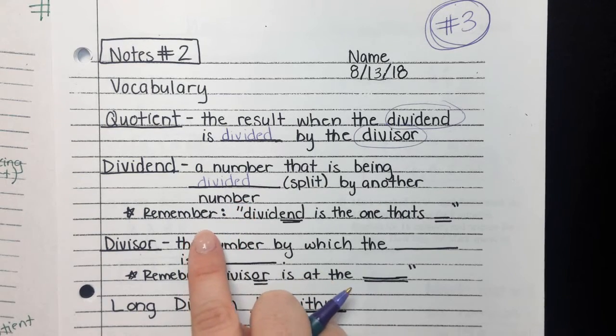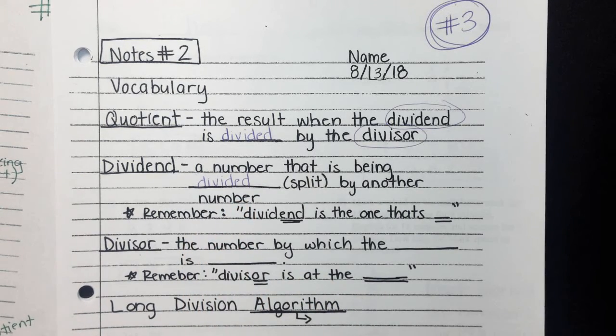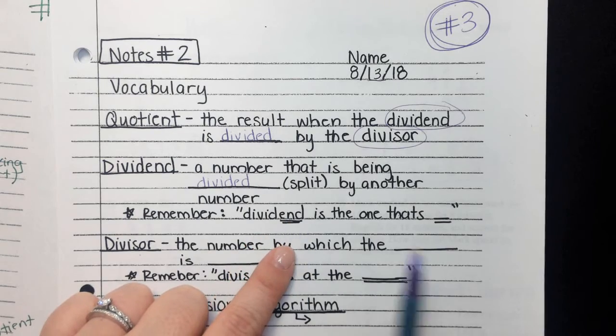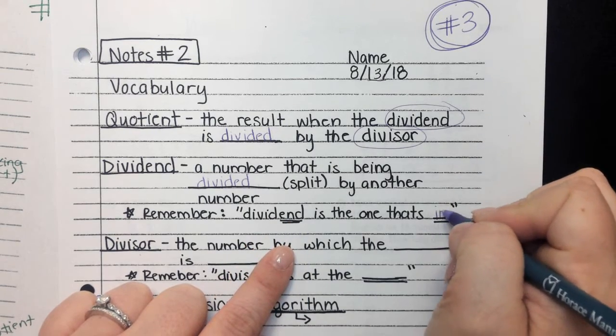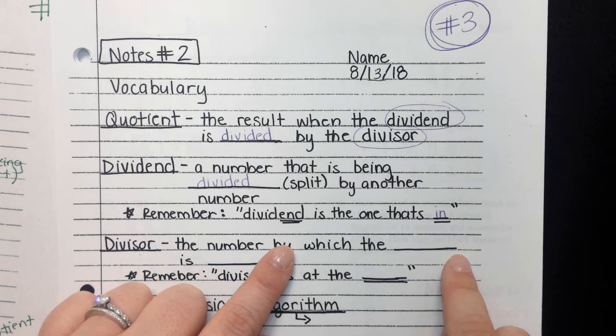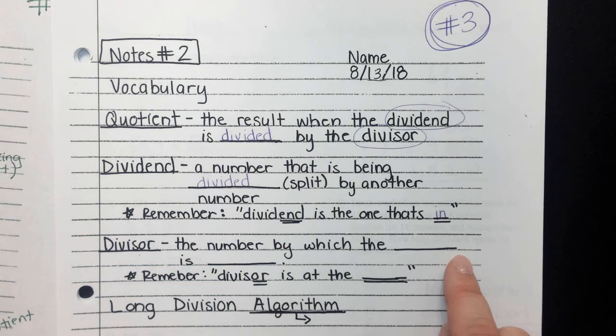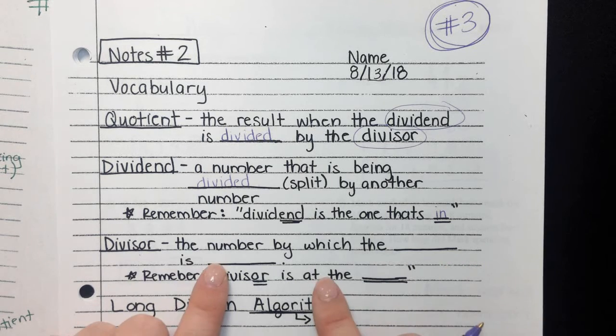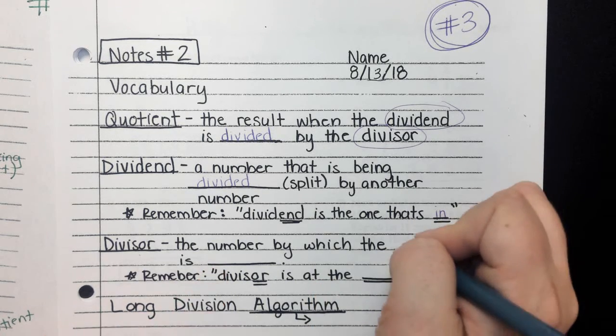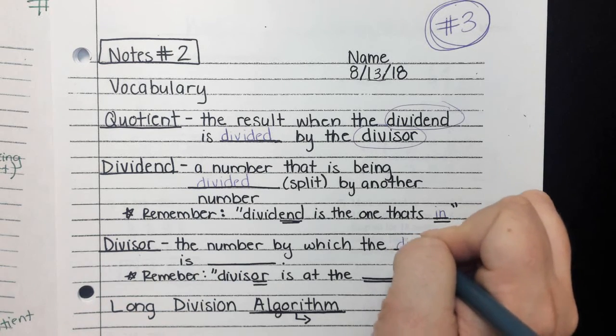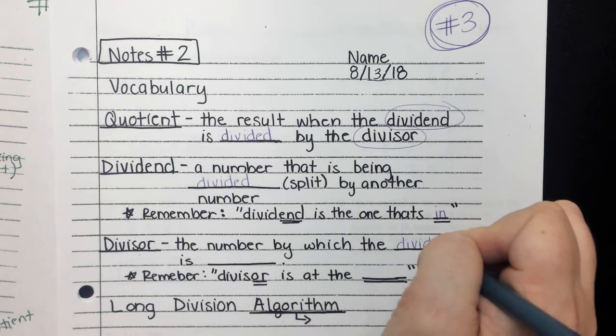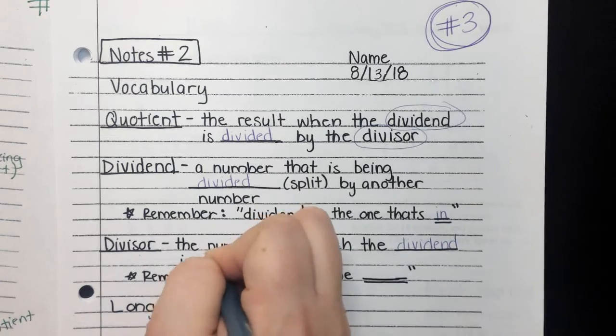One way to remember that, if you're looking at a division problem, the dividend is the one that's in the house. So when I set up a division problem, the dividend would be the one that is in the house. The divisor is the number by which the dividend, which we just talked about, is divided.